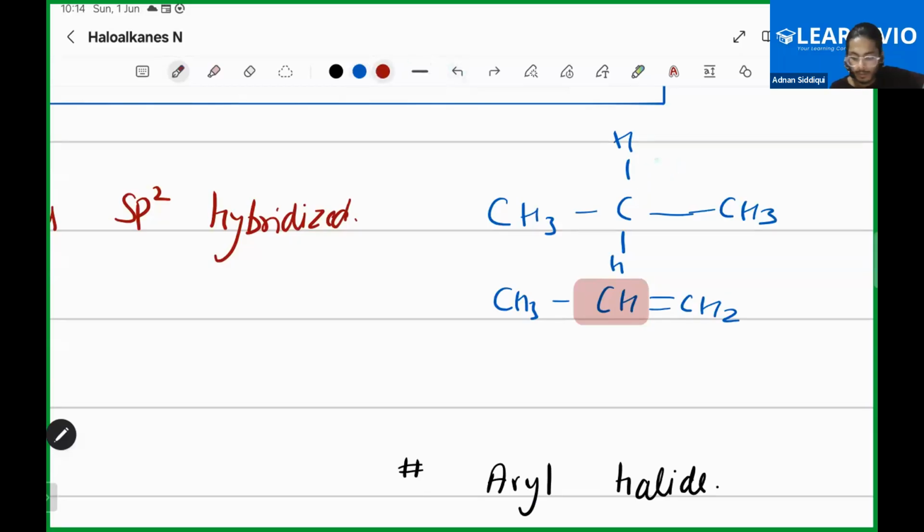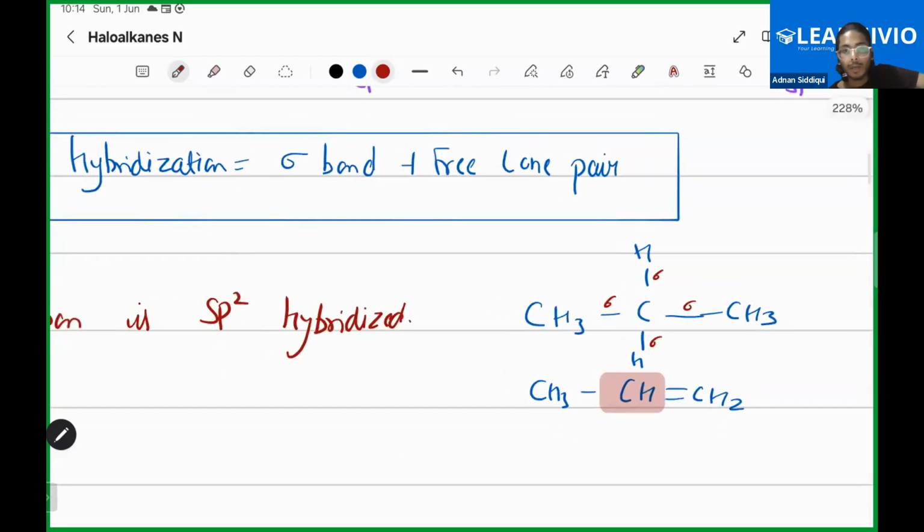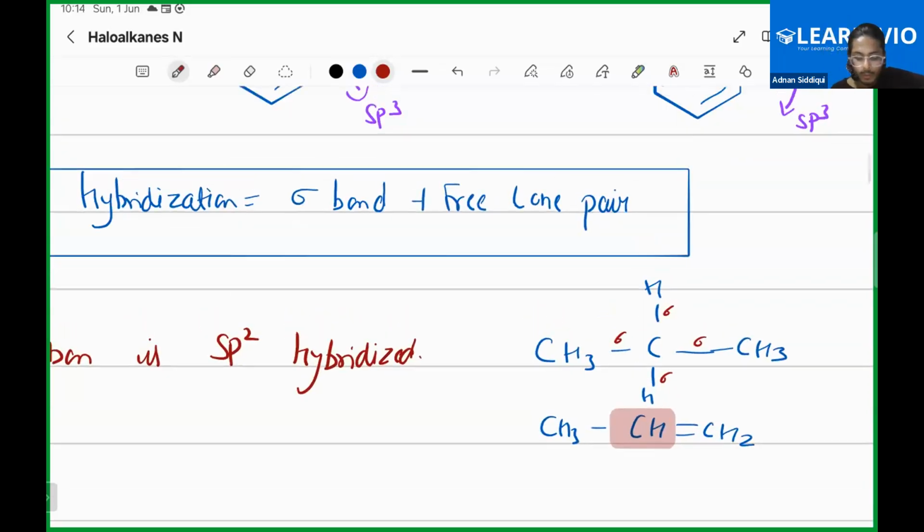Four sigma bond or not? One sigma bond, two sigma bond, three sigma bond, four sigma bond. If I have to calculate hybridization, I will calculate what? Sigma bond plus lone pair. Here we are not talking about lone pair, so we will not include that. So how many sigma bonds do we have for this? Four.